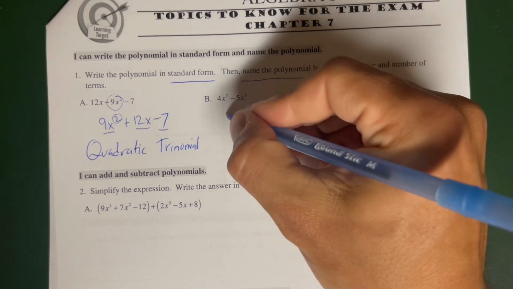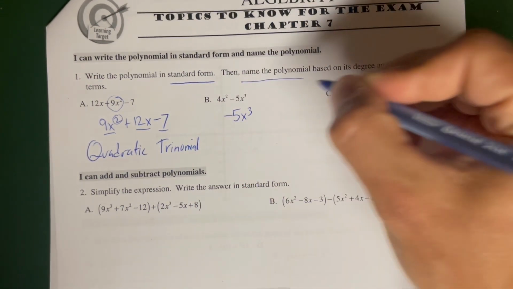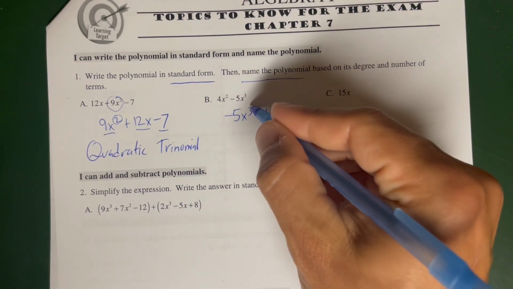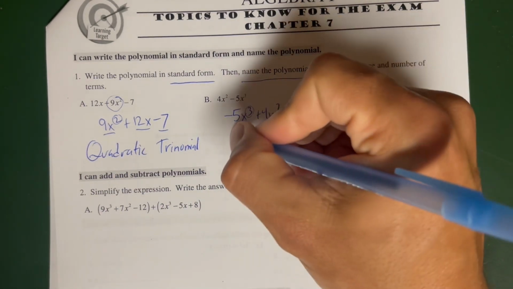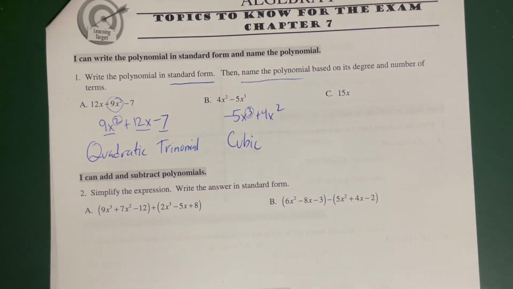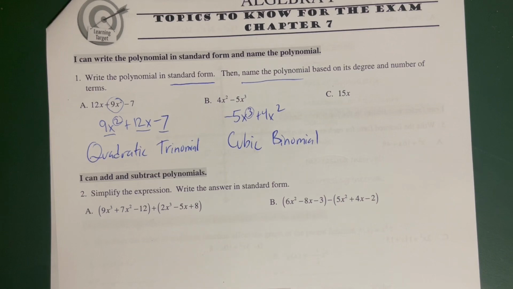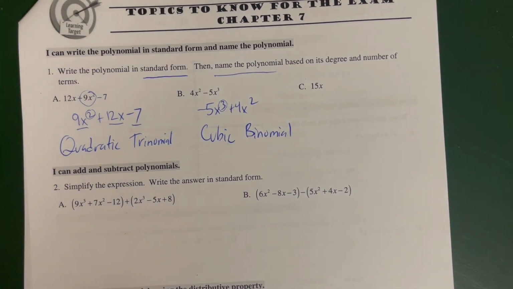Part B, the first term we need to put is the third power, and then the 4x squared comes second. A polynomial that has the highest exponent of 3 is called a cubic, C-U-B-I-C. There are 2 terms, and so this is going to be a cubic binomial. And we are done. Just remember binomial, bicycle, whatever has 2.